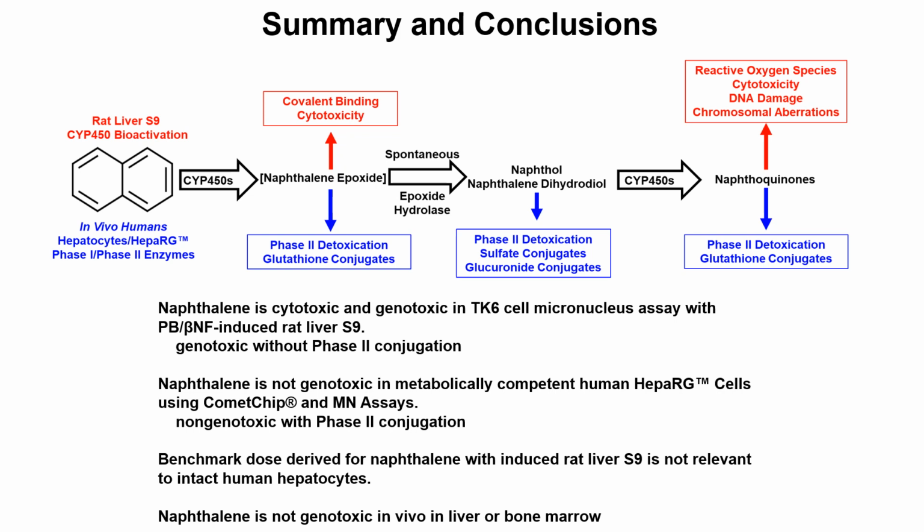We did a benchmark dose with rat liver S9, but it's clear that it's not relevant to what we observe in human hepatocytes or in HepaRG cells. This also corresponds to what we see in vivo, where naphthalene is not genotoxic in vivo in the liver or in the bone marrow micronucleus assay.